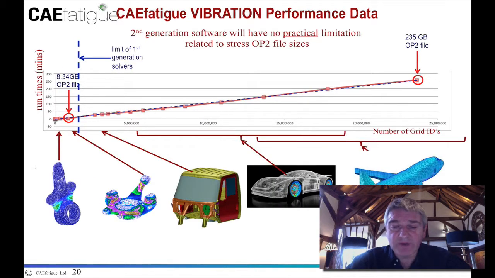Initial tests have been run on model OP2 file sizes up to 250 gigabytes, with no difficulties at all being encountered. So for the first time we can now say that frequency domain fatigue calculations for full body large model analyses is a practical option.